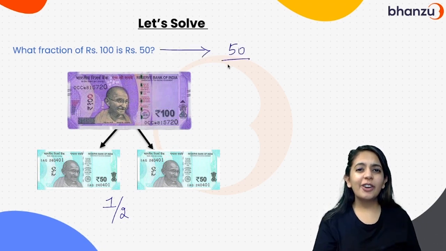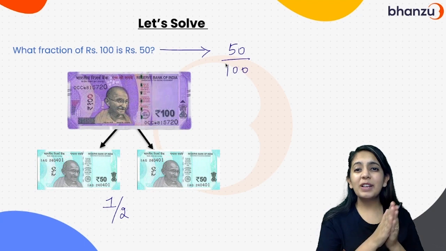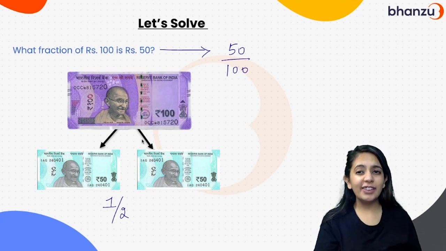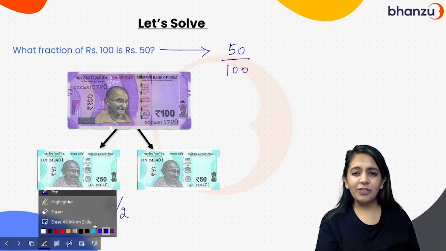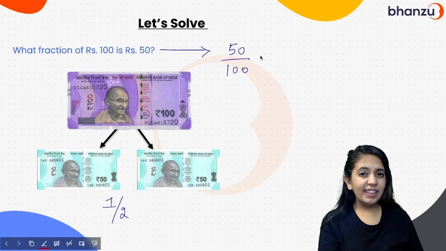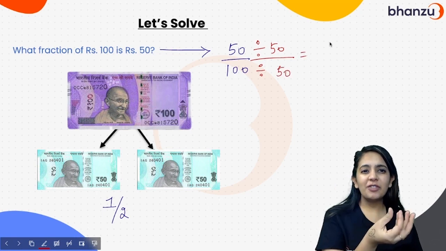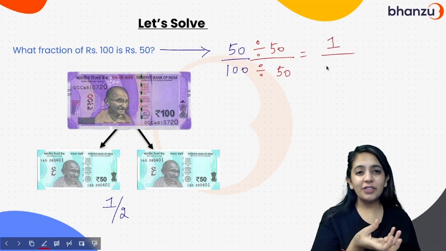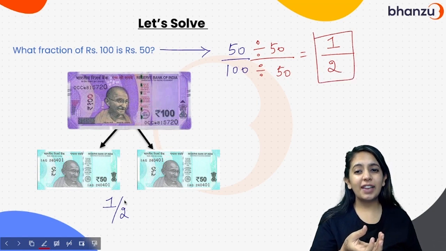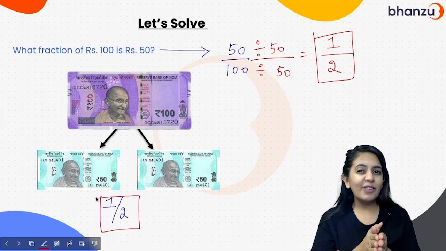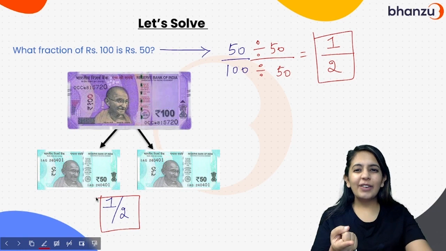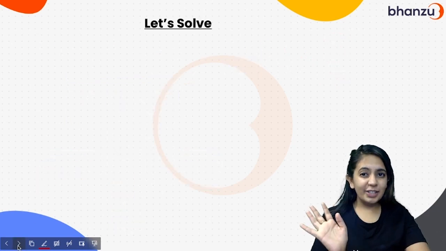It's 50 out of 100. Now what is the simplest form or the lowest form of 50 by 100? Is it 1/2? Okay. How can we find this? We can divide the numerator and denominator both by 50 each. So what is 50 divided by 50? It's 1. And what is 100 divided by 50? It's 2. So still we're going to get the same answer, that is 1/2. Easy peasy, isn't it?